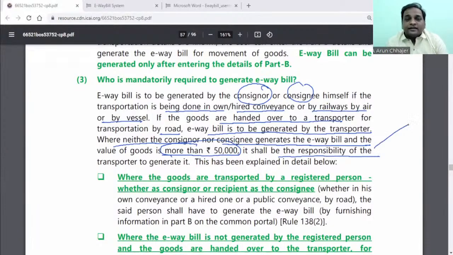Now this rule is saying: suppose I am the supplier and I have handed over the goods to the transporter without an e-way bill. Can we say that no e-way bill is required because the supplier has not given one? No. Sub rule 3 is saying it is now the responsibility of the transporter to generate the e-way bill. If the consignor or consignee has not generated it and the goods have been handed over to the transporter, then it is the responsibility of the transporter to generate the e-way bill.